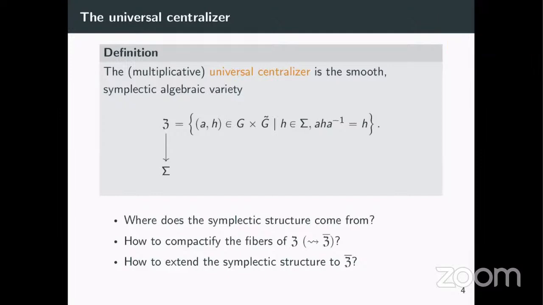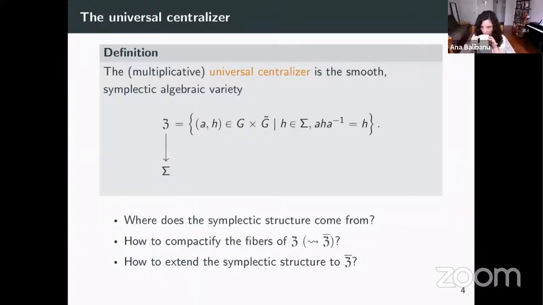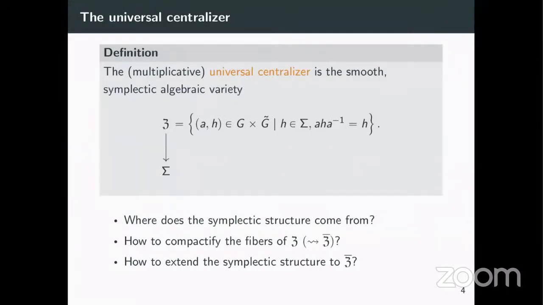Maybe one question, how obvious should it be why it is symplectic, or is it some moduli space, or what is it? So right now it's not at all obvious that it's symplectic, okay. But it will be in a couple of slides. Okay, thank you.